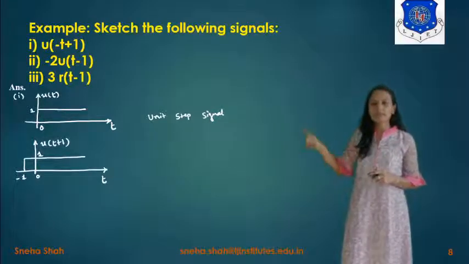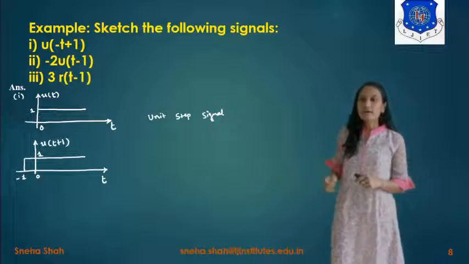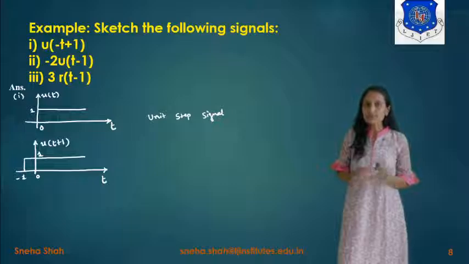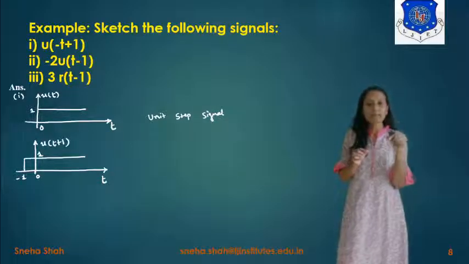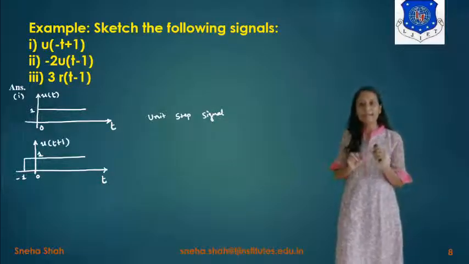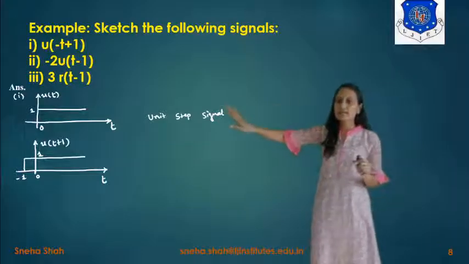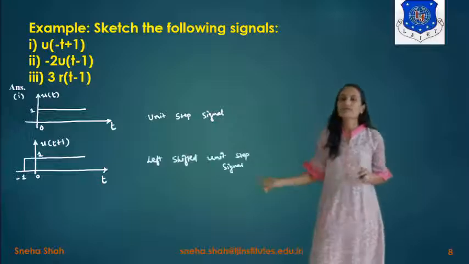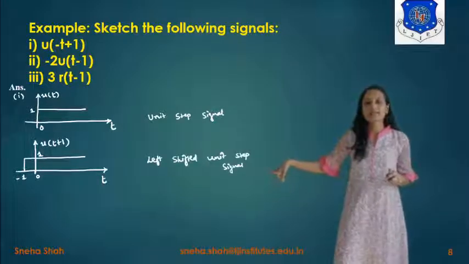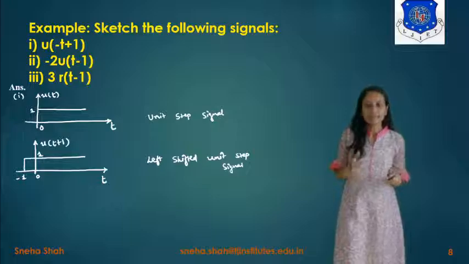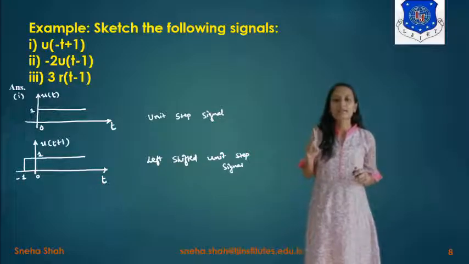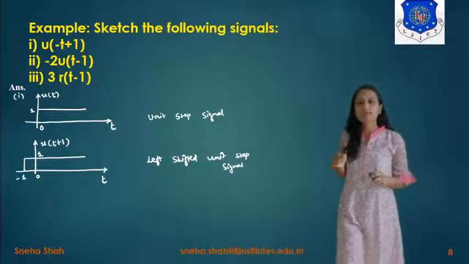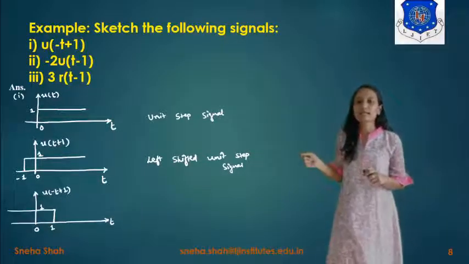First of all we will do the shifting operation. For that, first of all we will find u of t plus 1. As I have told you, if it is in the plus 1 form, we have to shift the signal by minus 1. So after shifting the signal to the minus 1 side, it will look like this. It will be left shifted by a factor of 1. So this one is u of t plus 1. Now we have to do the folding operation, so the term will be u of minus t plus 1.